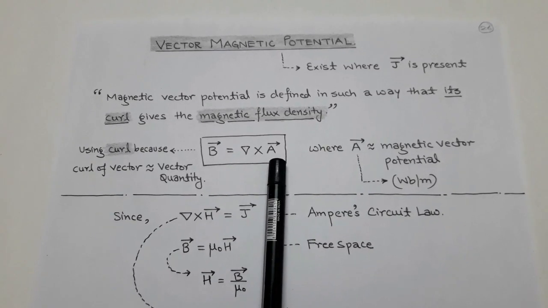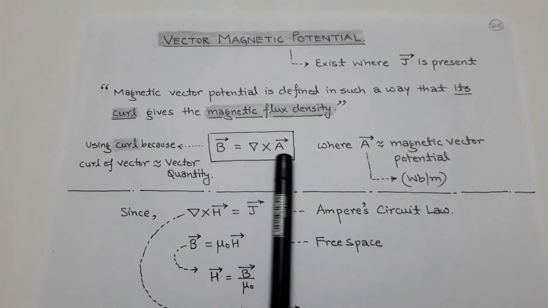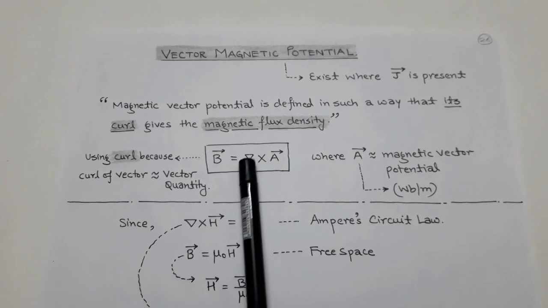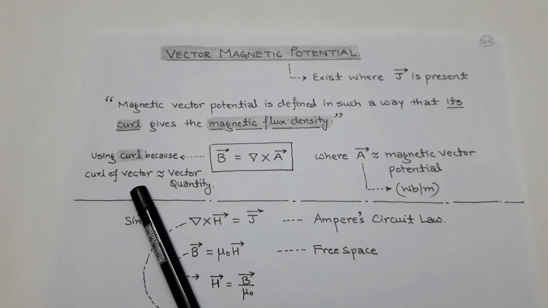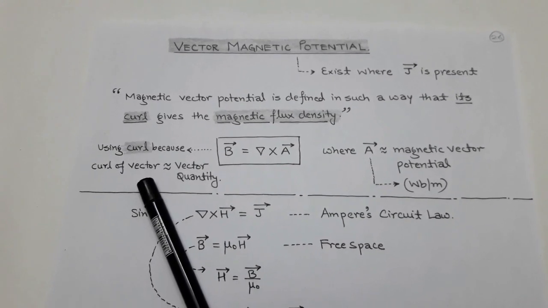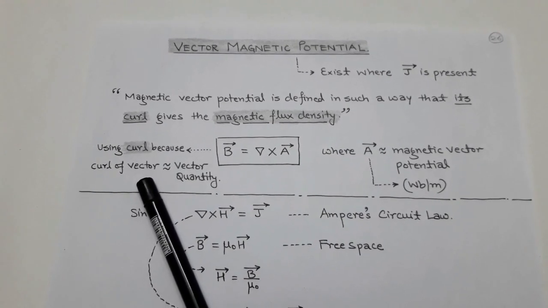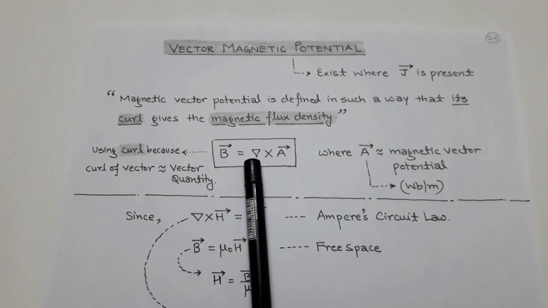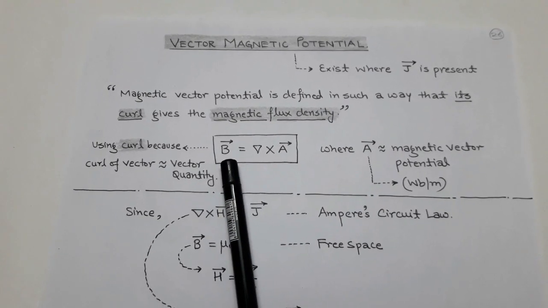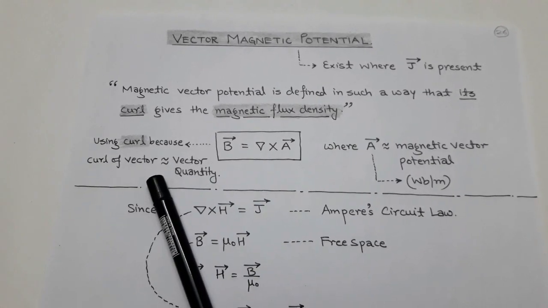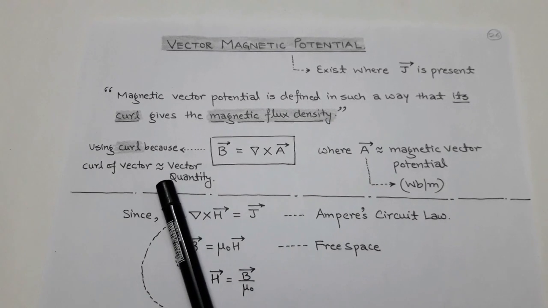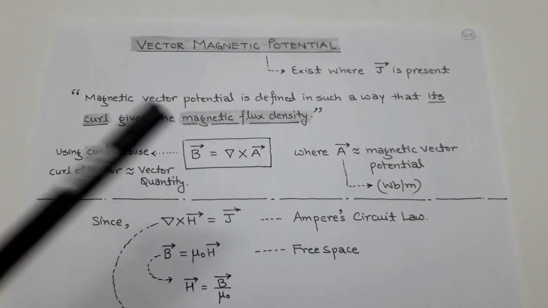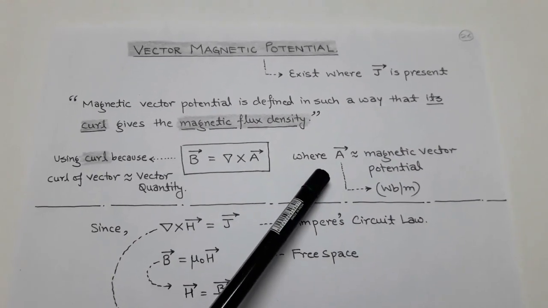It is defined by taking the curl of a magnetic vector potential, and it gives a magnetic flux density. And here we use the curl operation. We cannot use divergence here, because the curl of a vector gives a vector quantity, whereas the divergence of a vector is a scalar quantity. So we use the curl operation. The curl of a vector magnetic potential gives a magnetic flux density B vector. So B vector equals curl of A vector. Here A vector is called vector magnetic potential.